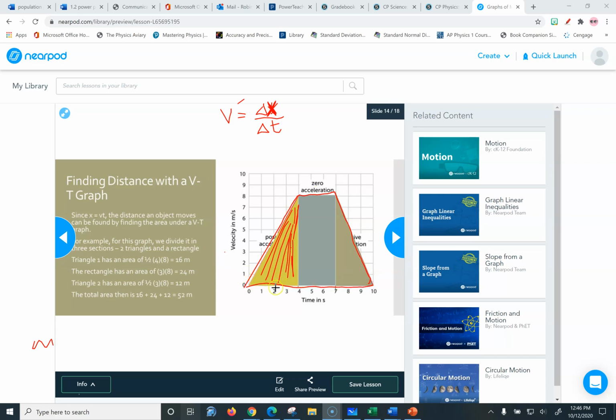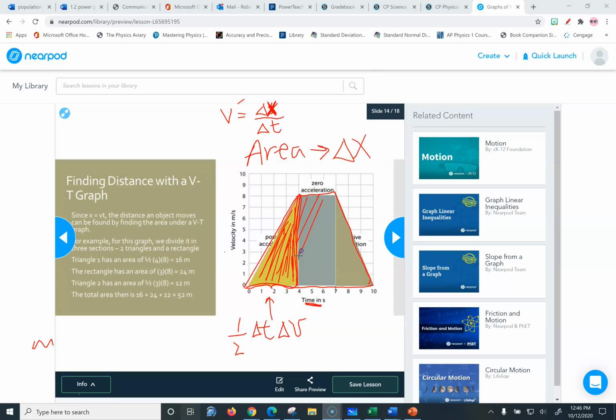If we looked at the area, the area of a triangle is 1/2 time, and then this is our change in velocity. If we got that area there, that's going to give us the displacement for that region for this time. So area gives us displacement, or delta x.